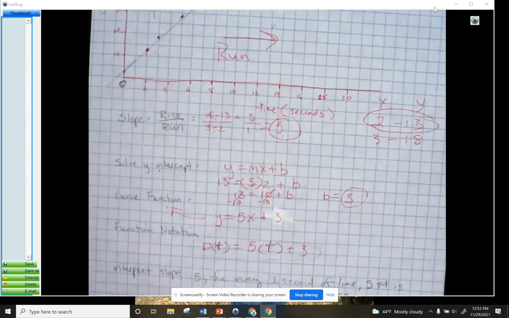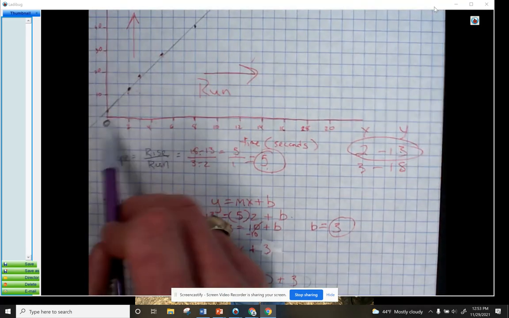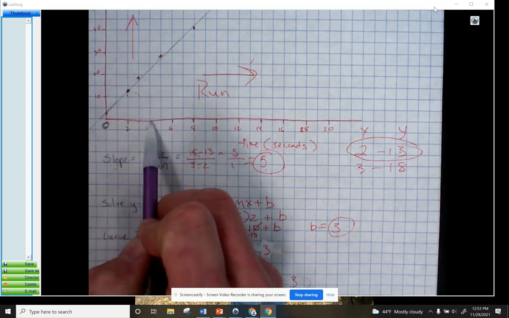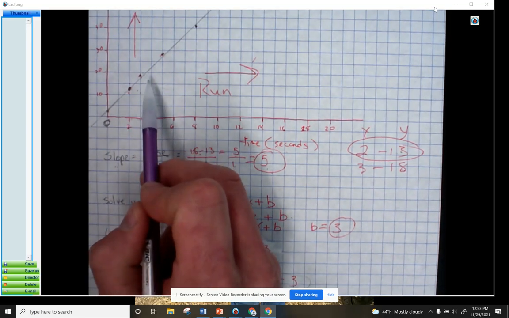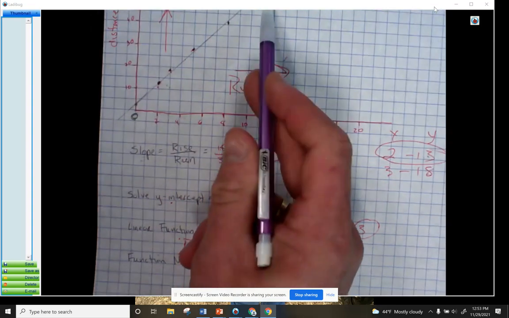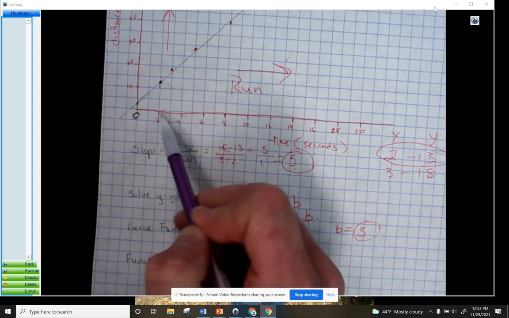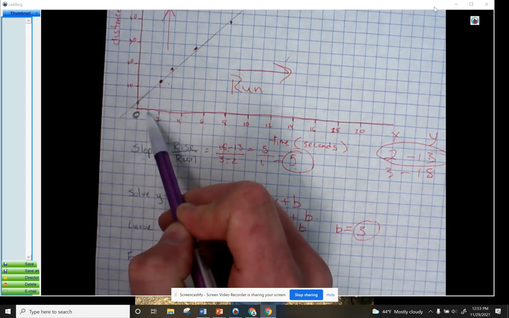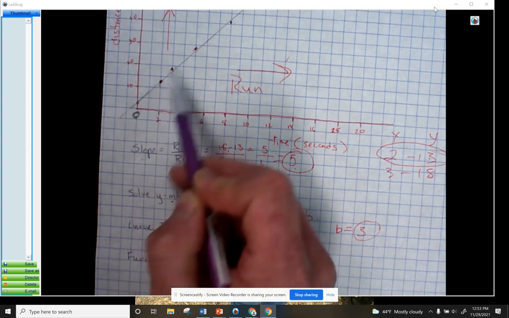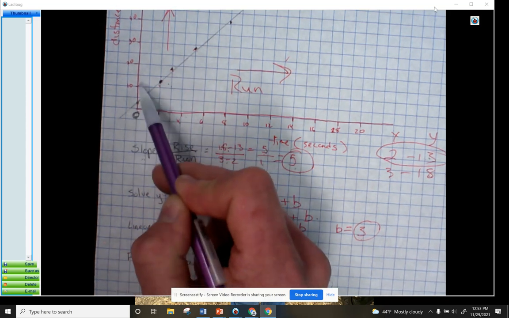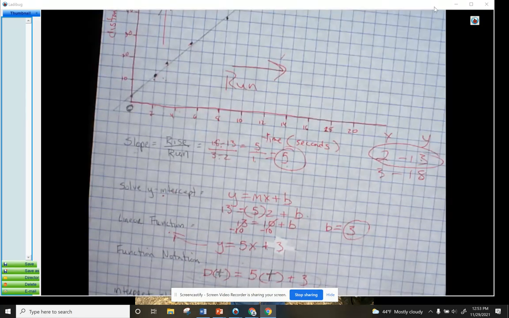That's how to interpret the y-intercept. To recap, for the slope, for every increase of 1, you're going up 5 in rise. For the y-intercept, when your x is at 0, the y-axis is crossed at 3. And that's what the y-intercept is telling you.